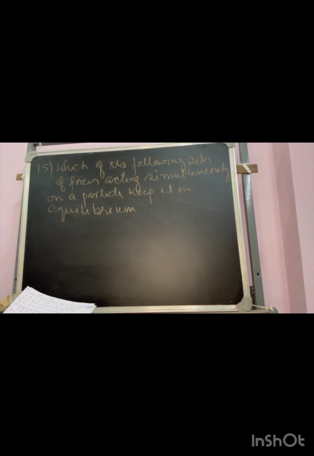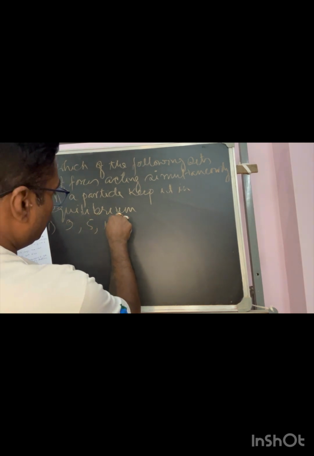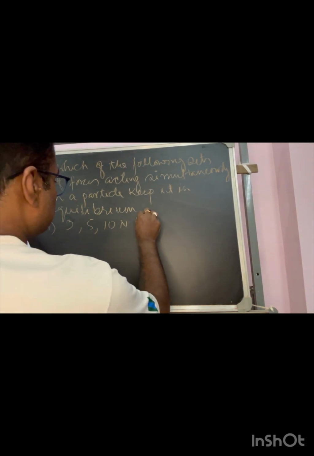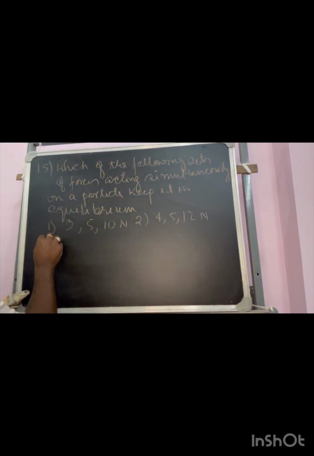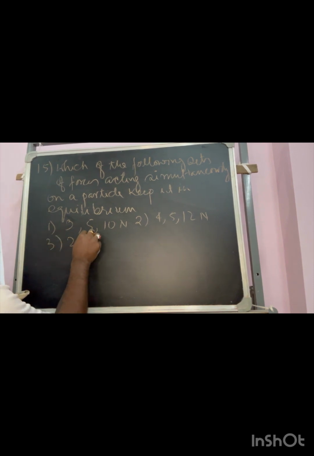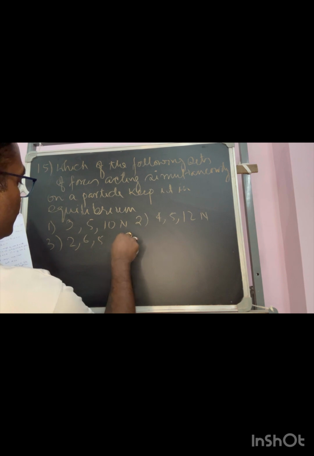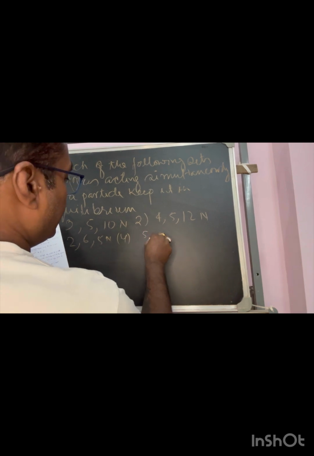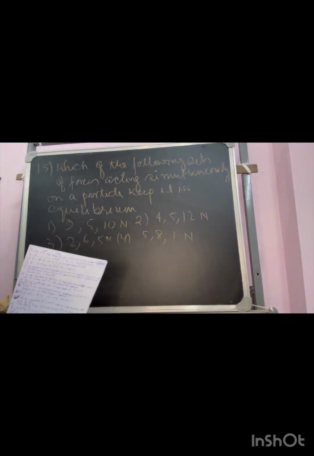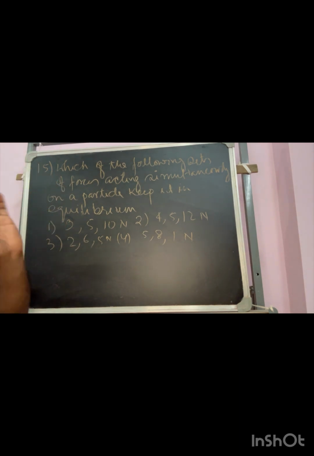Okay, so there are options. Option 1 is 3, 5 and 10 Newton. The sets of values are as given. Second set of values is 4, 5, 12 Newton. Third is 2, 6, 5 and fourth is 5, 8, 1, these are all Newton. So first, to do that we need to have some understanding or concept to be clear, then after everything will be okay.